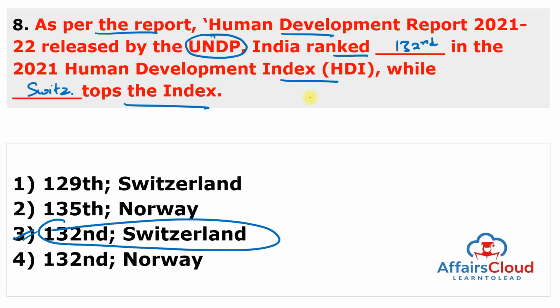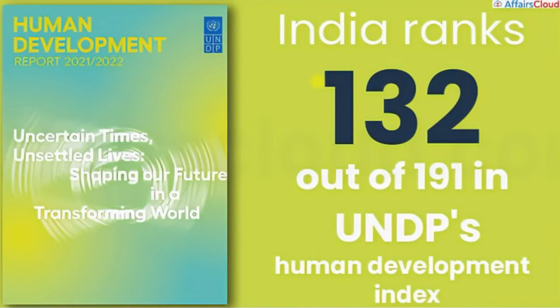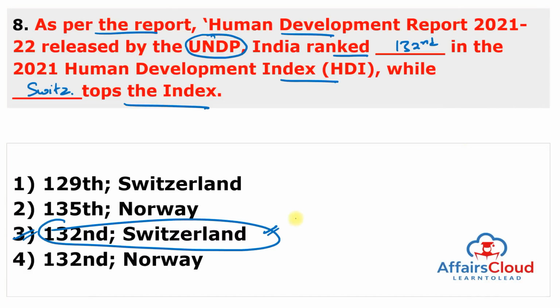So, remember as per the report by the United Nations Development Programme, Human Development Report of 2021-22, Uncertain Times, Unsettled Lives, Shaping Our Future in a Transforming World. This is the name of the report. And India ranked 132 among 191 countries and territories on the 2021 Human Development Index. And the index has been topped by Switzerland with 0.962 HDI value. And Switzerland is followed by Norway. It means second rank goes to Norway and third rank goes to Iceland.